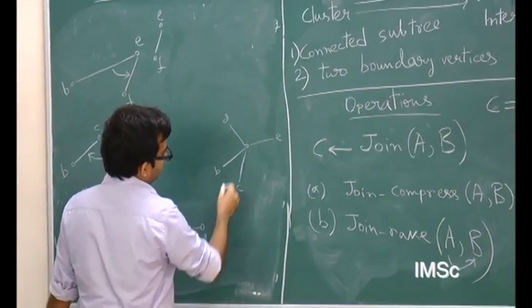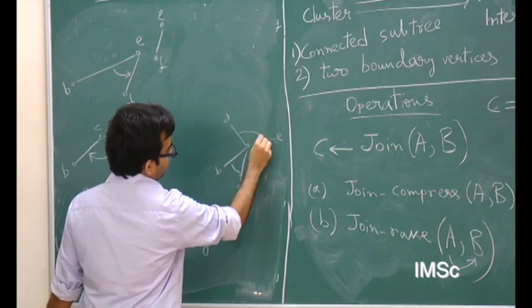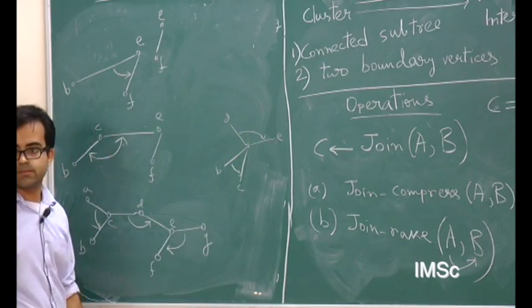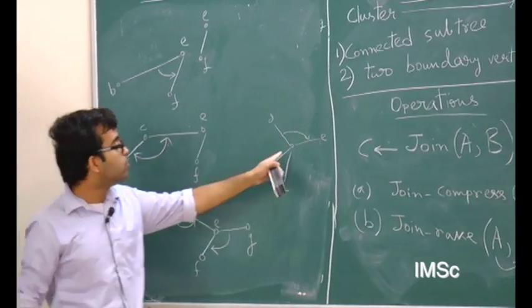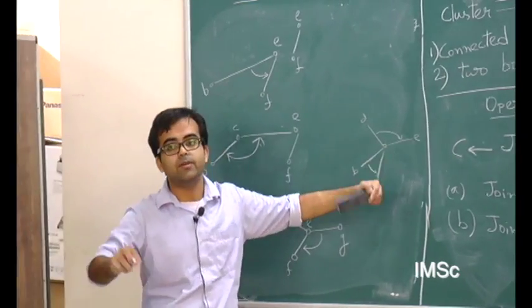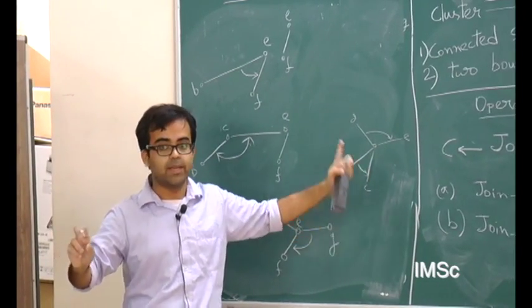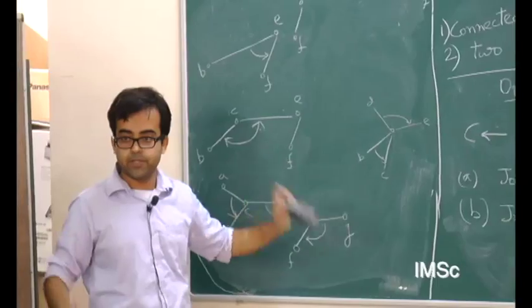E. I can do two rake. Yes, of course you can do. You can do, because these are different clusters. A boundary vertex may be involved in multiple operations, you don't care. But a cluster cannot be involved in more than one operation.